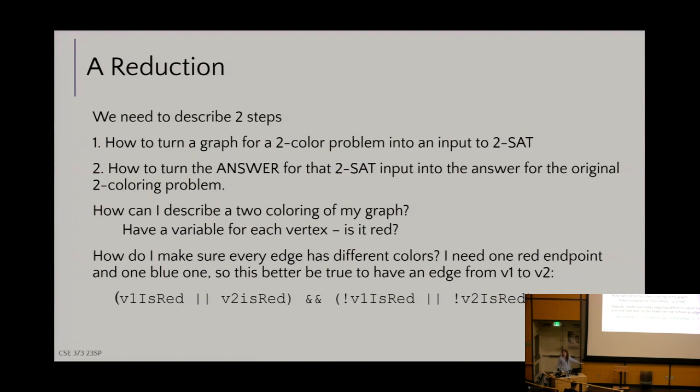Any questions on that piece? It's just reorganizing the logic. That's all that's happening here. Okay, cool.